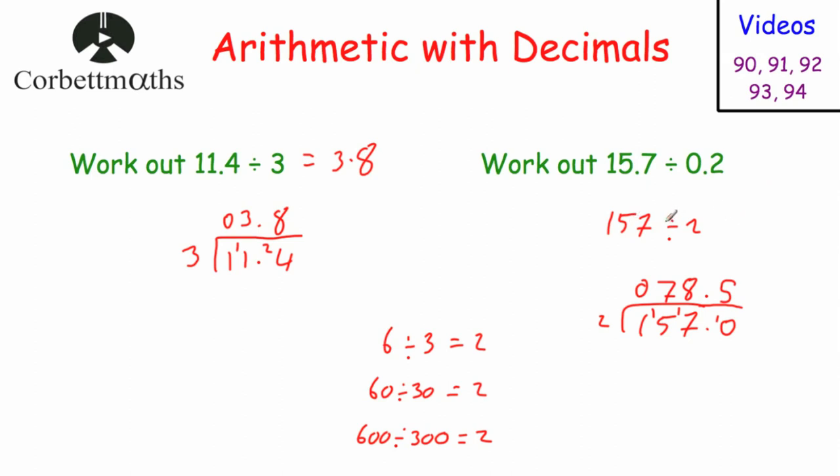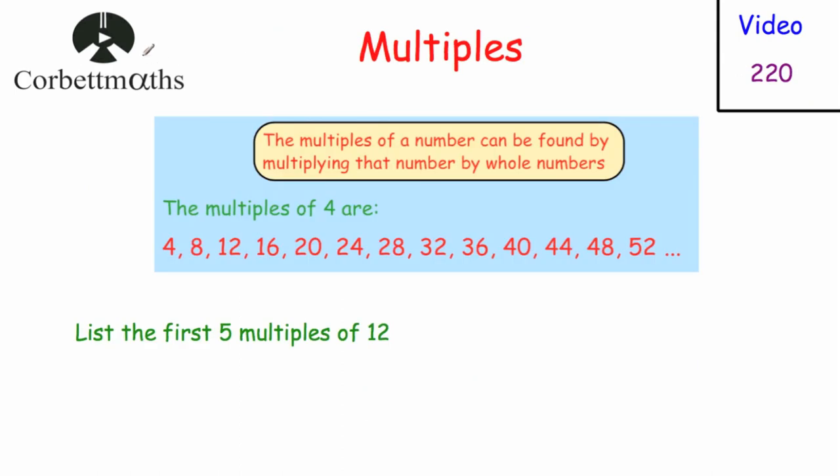So 157 divided by 2 would be 78.5. So that means the answer to our question would also be 78.5. And that's it. Okay, let's have a look at our next topic.